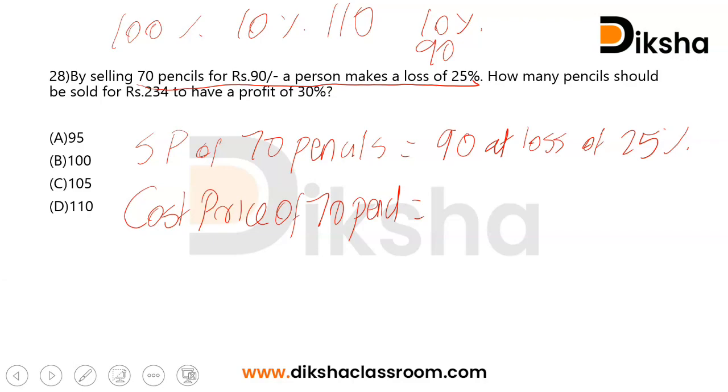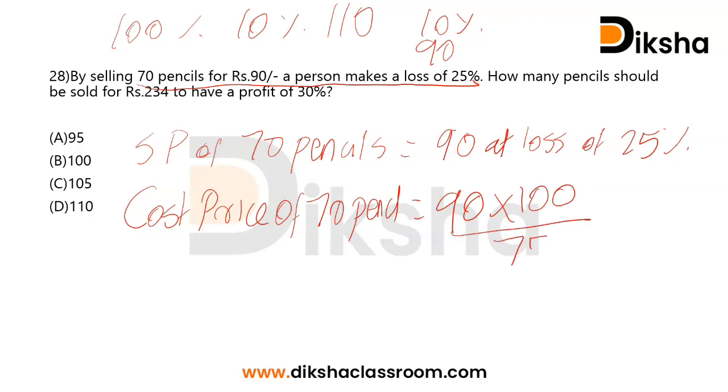So we have the cost price of 70 pencils will be 90 into 100 by 75, since we have a loss of 25.